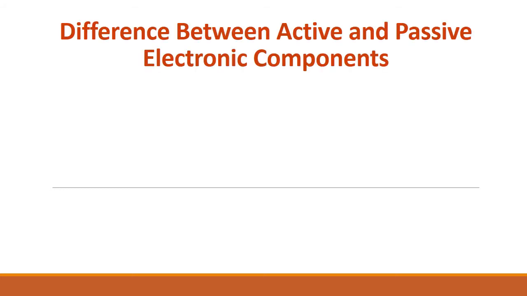Hello everyone. Today I am going to tell you the difference between active and passive electronic components. As we know, electronic gadgets and devices are an integral part of day-to-day life. Inside gadgets and devices, there is an electronic circuit. And electronic components are an important part of the electronic circuit which is inside a gadget or electronic device.